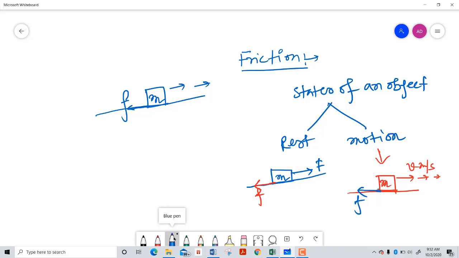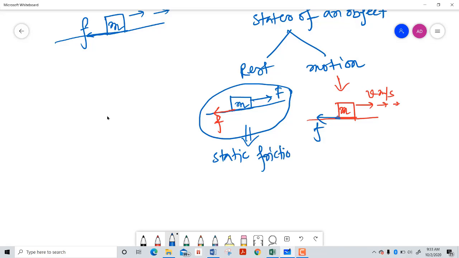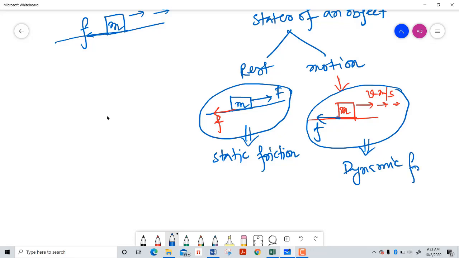Now we have seen there are two cases of friction, one at the rest condition, another in motion. The friction at the time when the object is at rest is known as static friction, because the object is fixed at this position. When the object is moving with a velocity of v, the friction responsible there is known as dynamic friction, or you can say kinetic friction.